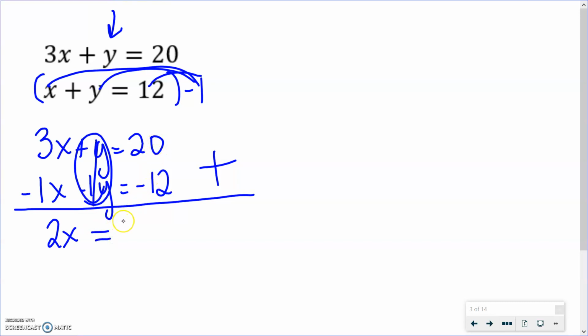20 plus negative 12 is 8. So I have 2x equals 8. And so the really nice thing is once the y's are eliminated, then I can just solve this one-step equation.